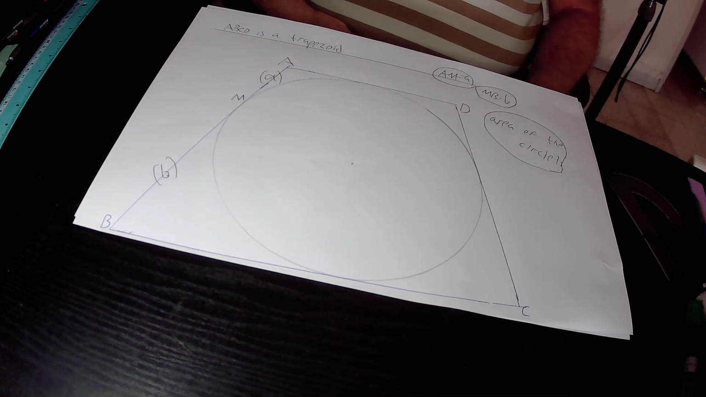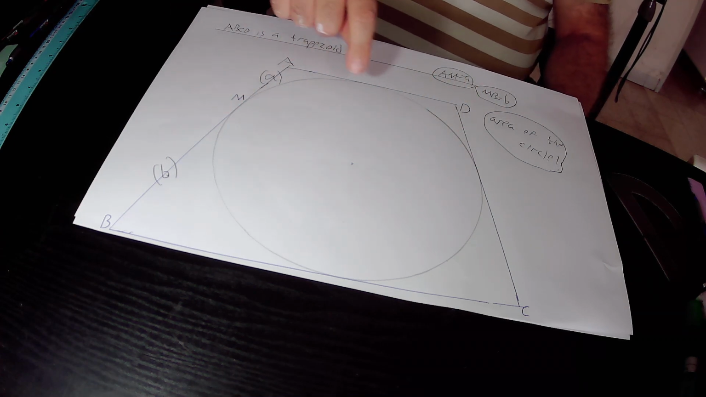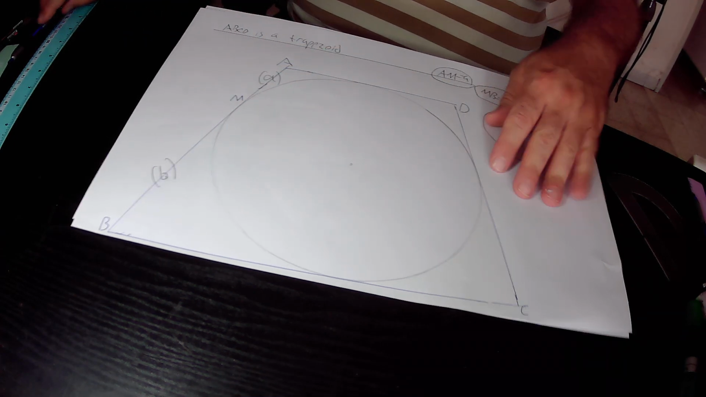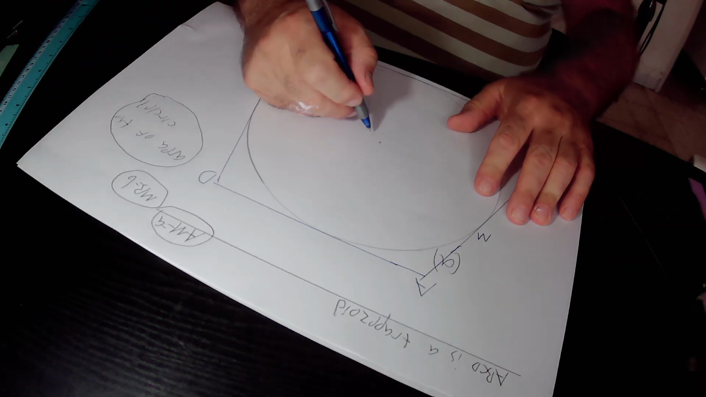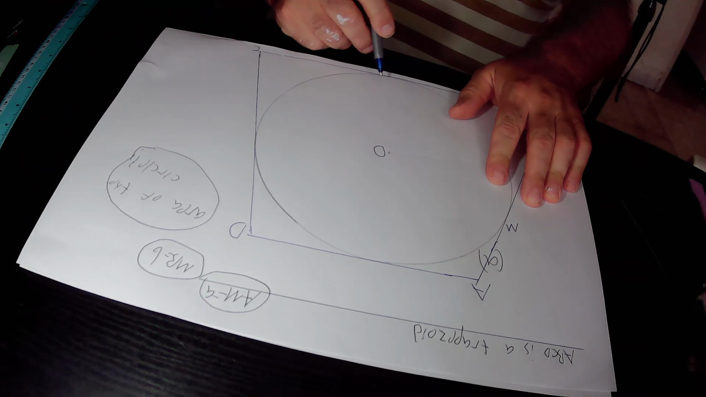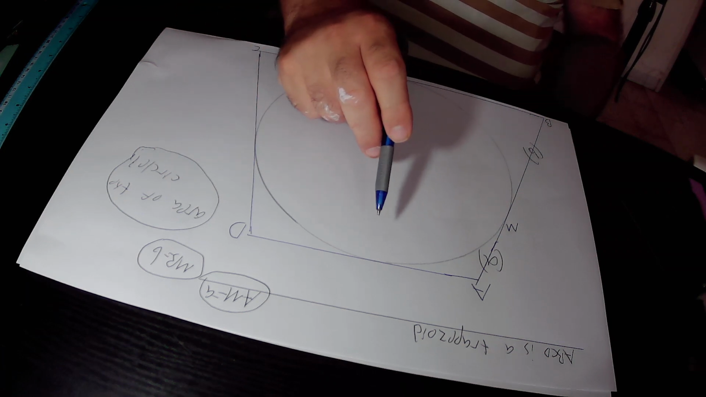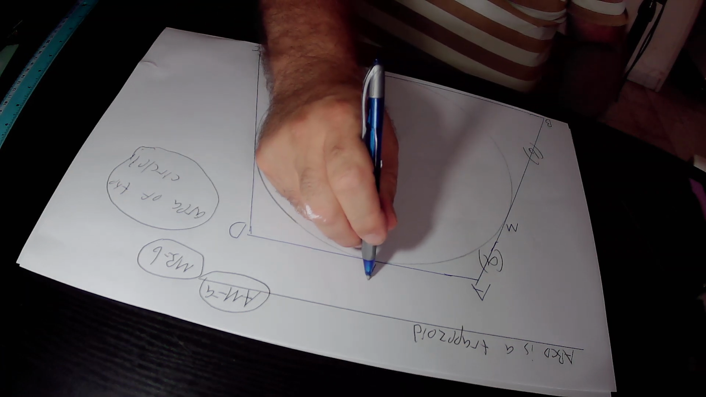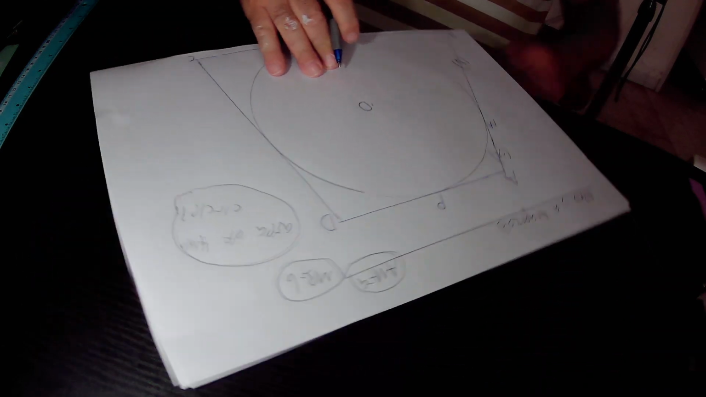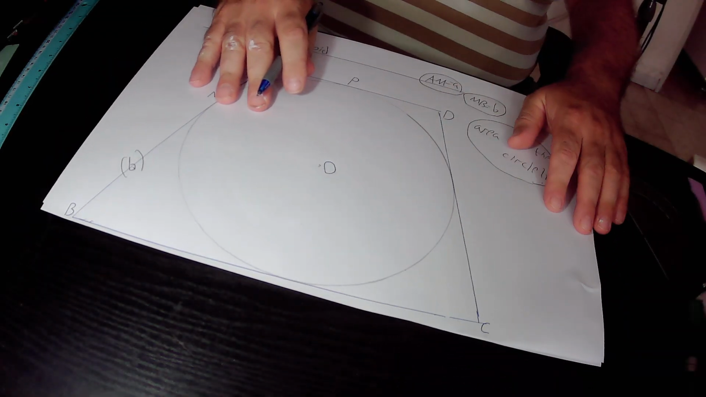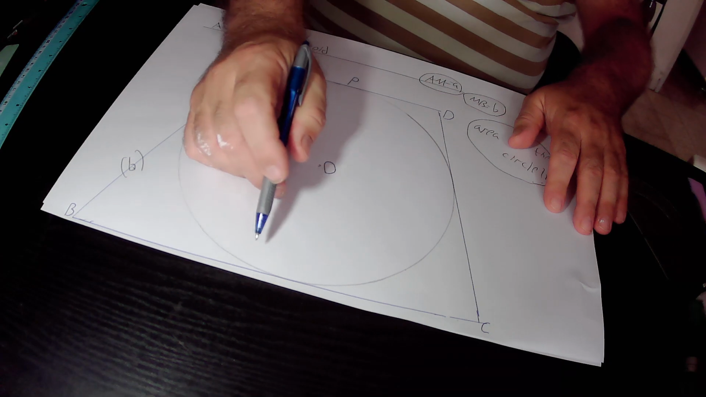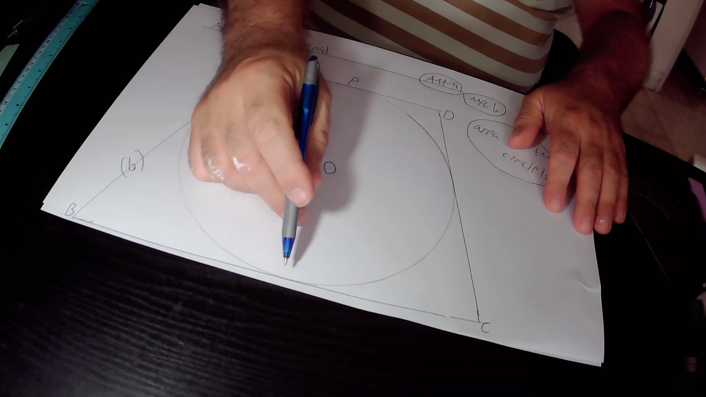So first of all, we define the center of this circle. This point is point O. And we define the point of tangency of tangent AD with this circle. This point is point P. And we define the point of tangency of this tangent BC with this circle. This point is point Q.